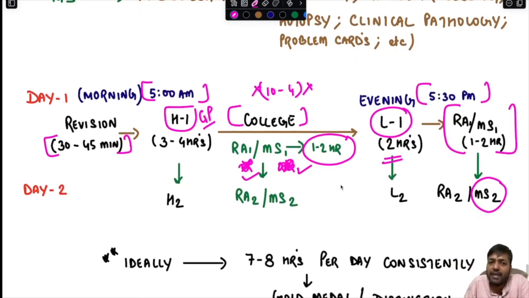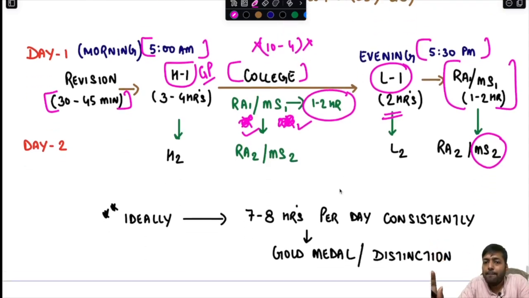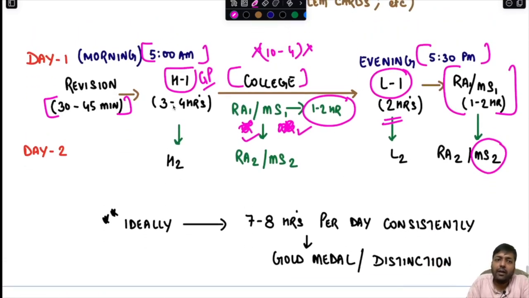So the basic point over here is the day should start with your revision, followed by the heavy subject. Then it should be followed by the lighter subject, and then in the end, the day should end with recent advances or a miscellaneous topic. Now, ideally, if you add up the revision time, the heavy topic time, the light subject, and the recent advances and the miscellaneous topic, you should read 7 to 8 hours per day consistently.